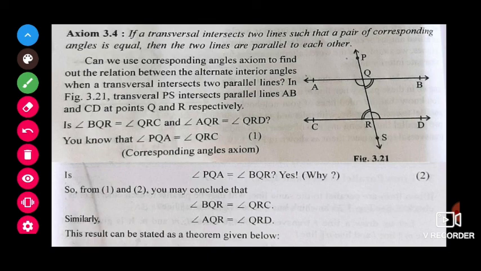One more pair of alternate angles, AQR and DRQ, should also be equal, and we are going to show that. First, by using the corresponding angles axiom, we can say that PQA is equal to QRC, both being corresponding angles. And one more way, PQA is equal to BQR, which are vertically opposite angles.